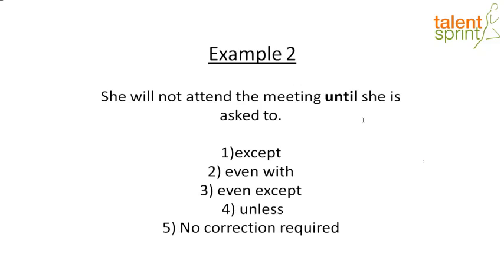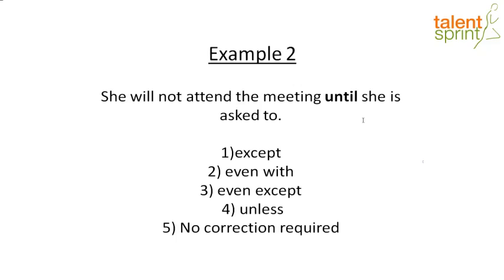Now let's look at our options and see if any of these options fit in the context if I have to substitute until. She will not attend the meeting except she is asked to. Except as a conjunction brings in the meaning of other than, right? Is that the meaning that we need in this context? She will not attend the meeting other than she is asked to? Does not make sense. She will not attend the meeting even with she is asked to. With again is a preposition that brings in the meaning of together, accompany. That is not the meaning we require in this context. And then I have even except, which we already saw the meaning of except. And then we have our fourth option, which is unless.